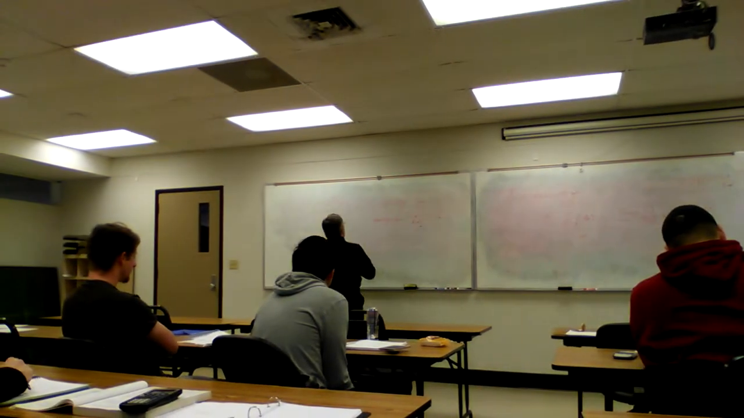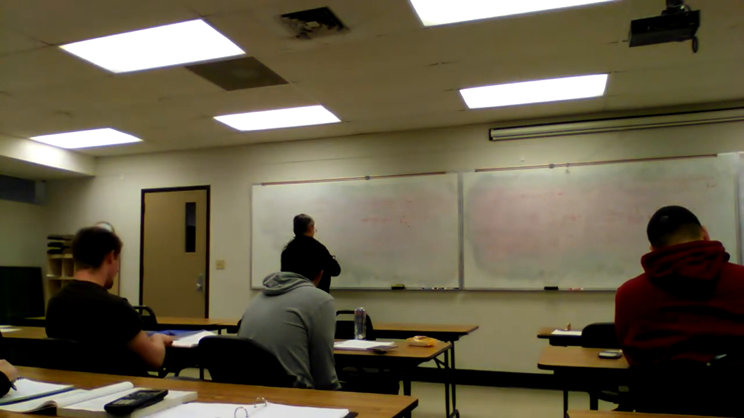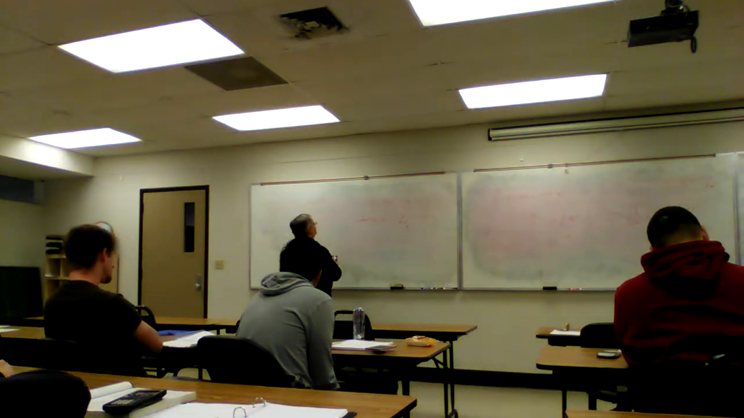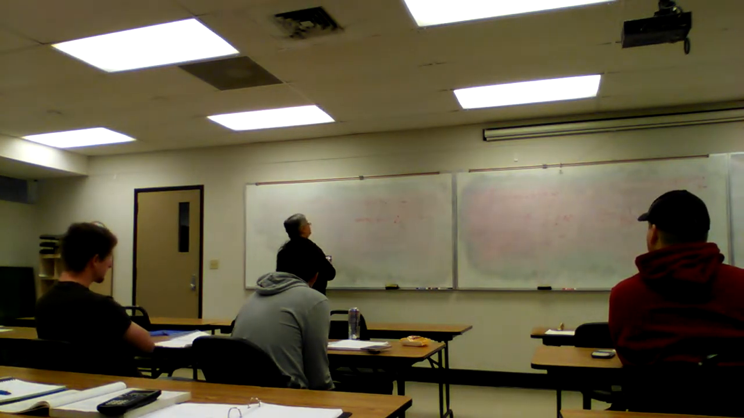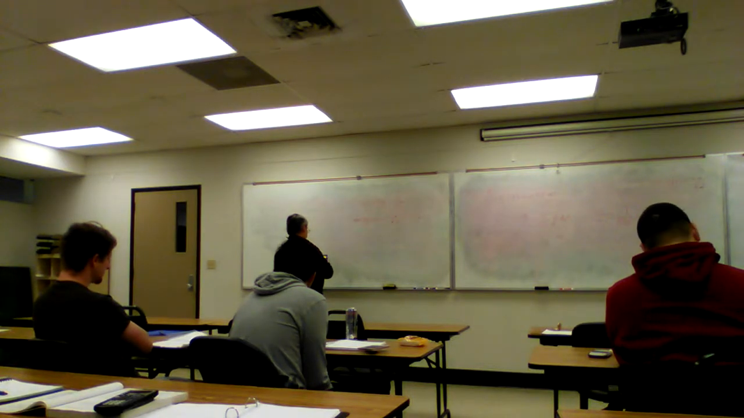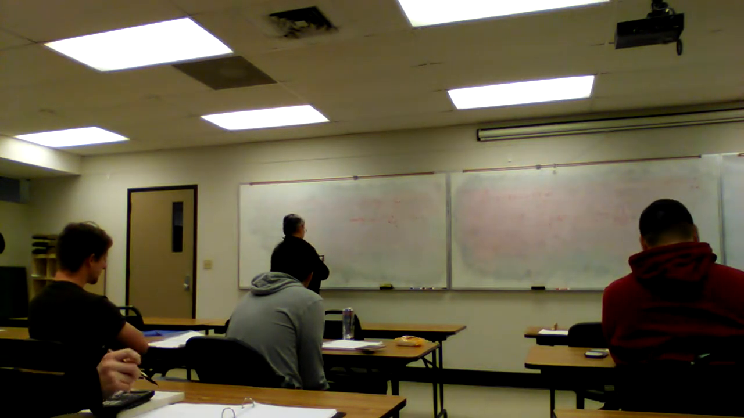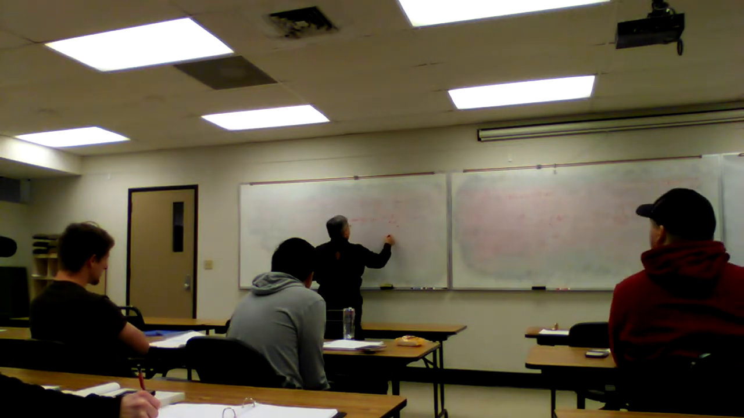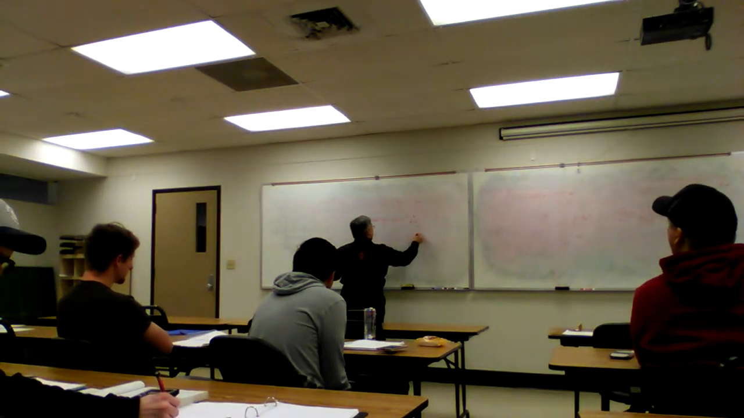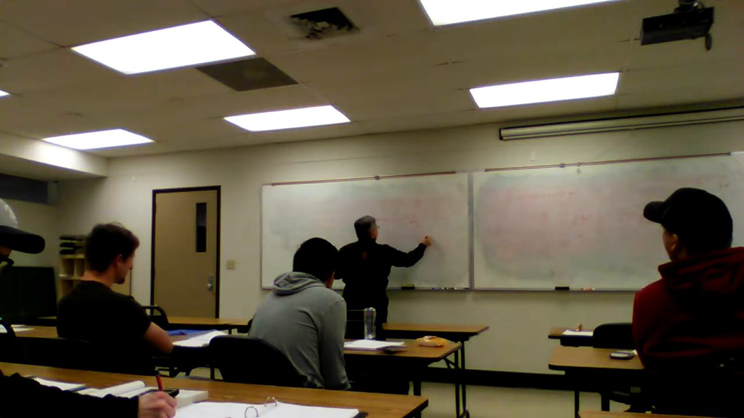And for our number, we get 1.85 times 10 to the 3, multiplied by 8.85 times 10 to the negative 12. And that gives us 16 times 10 to the minus 9 coulombs.